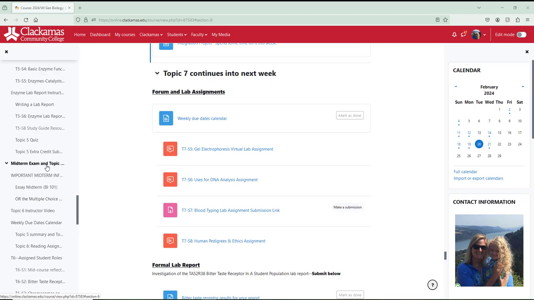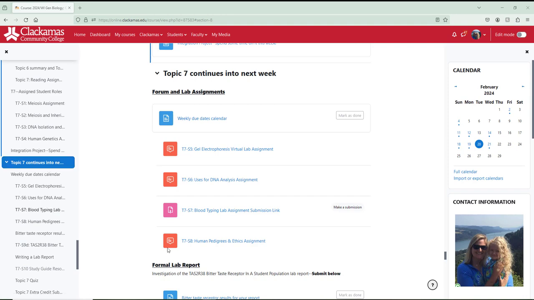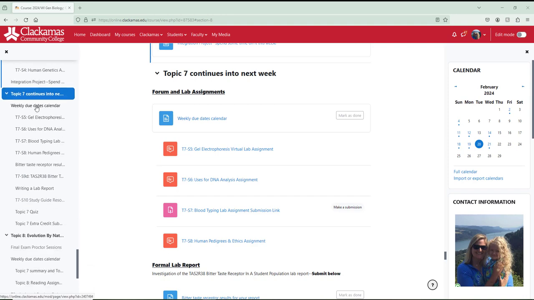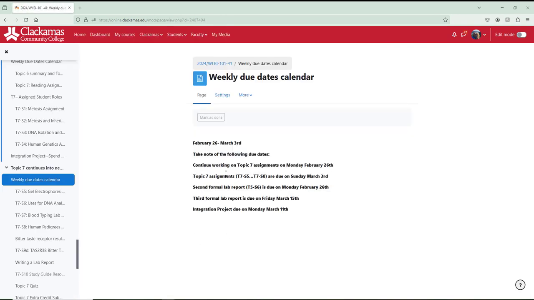Also, just like any other week, we have the new topics for the week, the due dates calendar. Let's go ahead and take a look at what we will be doing. We're going to be working through the rest of the topic 7 assignments. We've completed 4 of the 8 assignments already, so we're going to continue on through topic 7, step 5 through step 8. And then we will again be working through our second lab report and start on our third and final lab report.